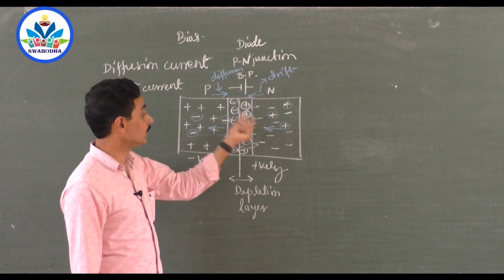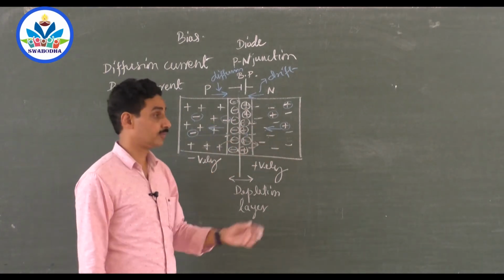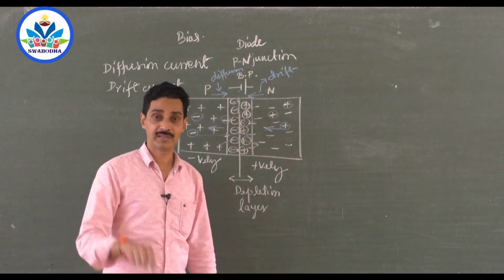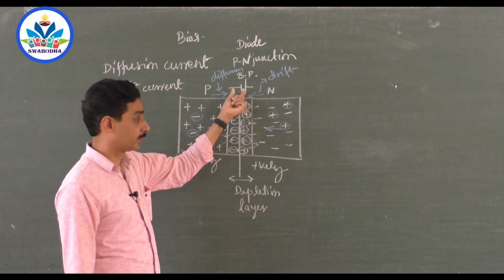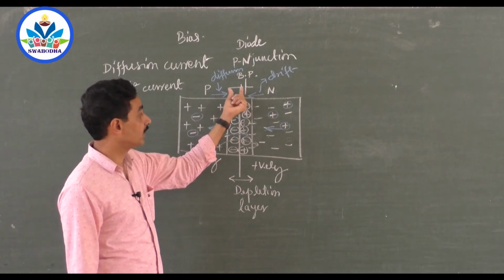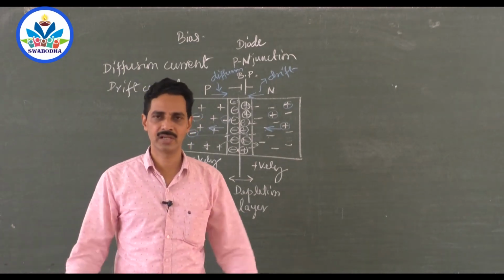Now I want more holes to go from here to here, and electrons to come over from here to here. So I want further migration. If you need further migration, you have to give energy, a potential difference which is more than this barrier potential. You have to give external energy, otherwise these electrons and holes can't move.